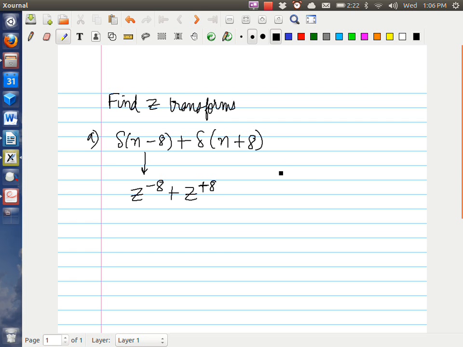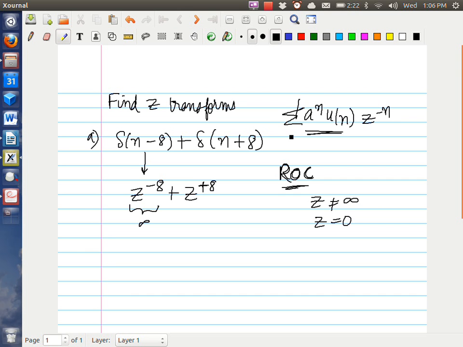Now what about the ROC for this kind of a z transform? Yeah, z should not be infinity, and it should also not be 0, because if it's 0, this term becomes infinite. So the concept of ROC, where we've seen it till now, it was for sequences like these, and there we wanted the transform to converge. This whole series, to force it to converge, we define an ROC, a certain area in the z plane.